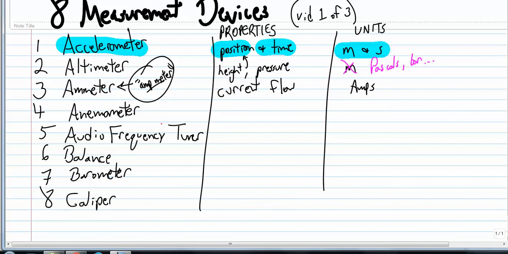Okay, so 3 down, 4 to go. No, wait, 5 to go. I'm not counting so well, but oh well.